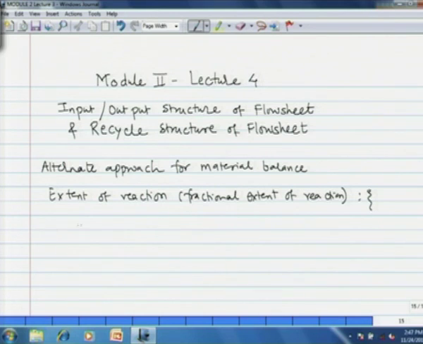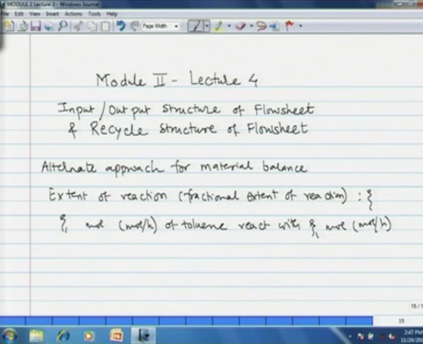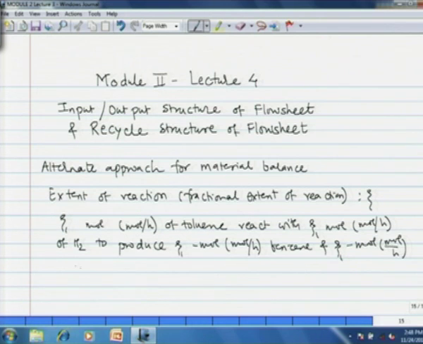Let us say that zeta 1 mole, or mole per hour in case of continuous process, of toluene reacts with zeta 1 mole or mole per hour of hydrogen to produce zeta 1 mole of benzene, or mole per hour again in case of continuous process, and the second product is methane. This is for the first reaction of the HDA process.